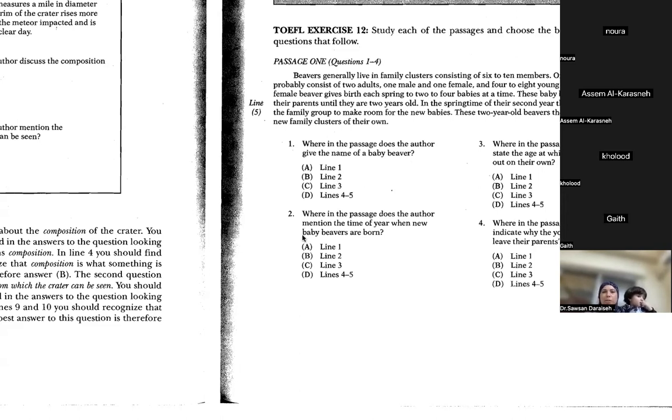And then 2, who can read 2 for me? Question 2, who would like to read it? Dr. Khulud, read it for us. Number 2, where in the passage does the author mention the time of year when new baby beavers are born? A female beaver gives birth each spring to 2 to 4 babies. Good job. So here it is. Where in the passage does the author mention the time? Here it's spring. This is it. So gives birth each spring, right?